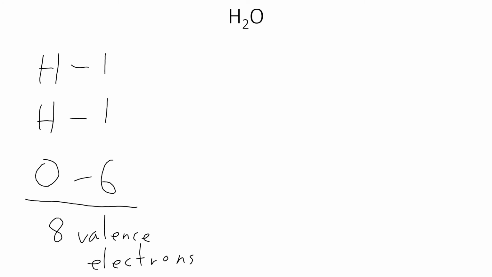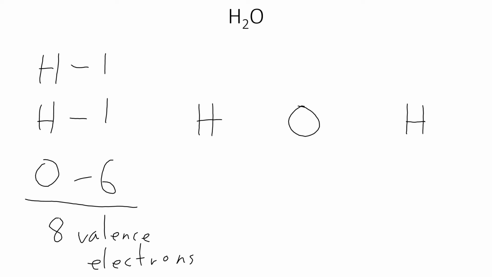Next up, determine the central atom. Usually it's the first one listed, but hydrogen can't be the central atom. Well, hydrogen's the first atom in the formula, but hydrogen can't be the central atom. So if it's not hydrogen, it had better be oxygen. So we're going to make oxygen our central atom because hydrogen can't be the central atom. We're going to put the hydrogens around that central atom.